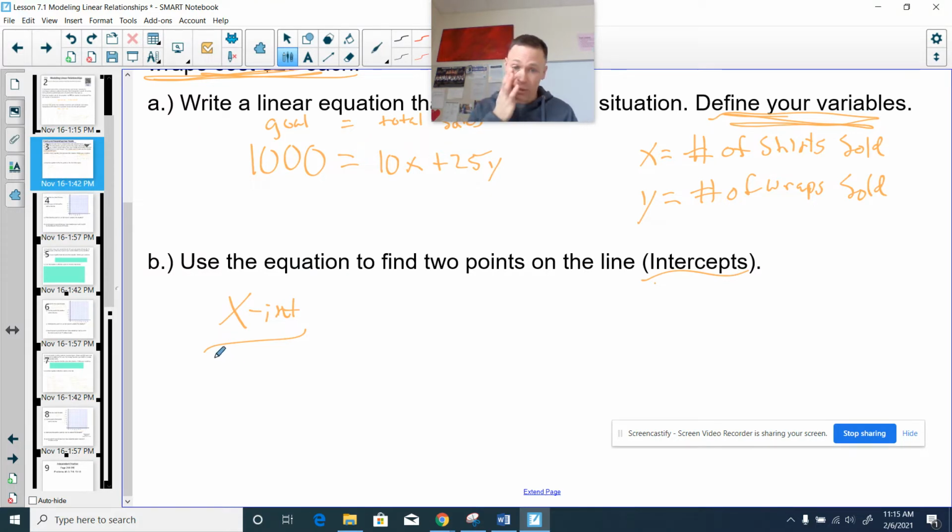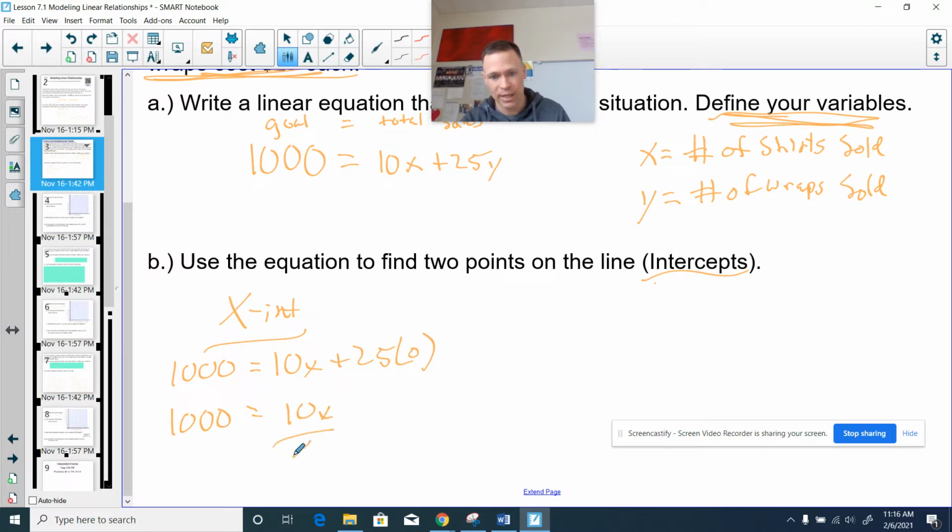So I'm going to go ahead and take that equation, 1,000 is equal to, finding an x-intercept, so 0 goes in for y, so 10x plus 25 times 0. This is something we learned last semester, so it shouldn't be too bad. Remember, the 25 times 0 goes away. 25 times 0 is nothing. So I'm left with 1,000 is equal to 10x. And now I just divide by 10. Divided by 10. And I get x is equal to 100.